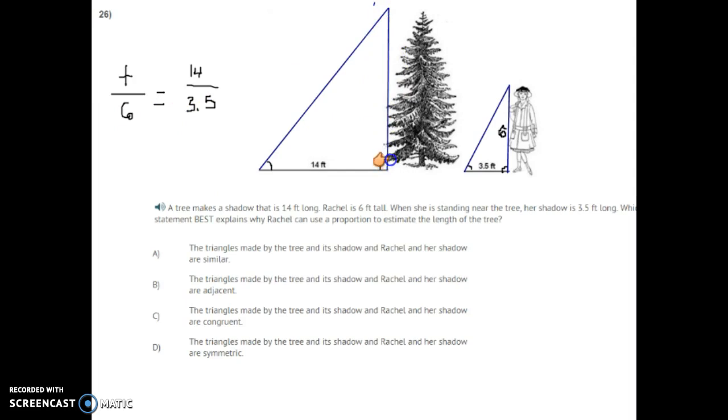Now they didn't ask you to find the height of the tree, they just ask you why you can set up a proportion. And so that reason is going to be A here, that the triangles made by the tree and the shadow and Rachel and her shadow are similar by the angle-angle similarity postulate.